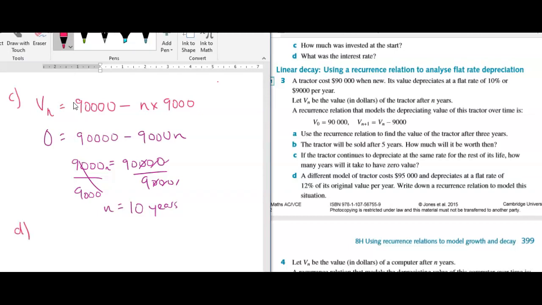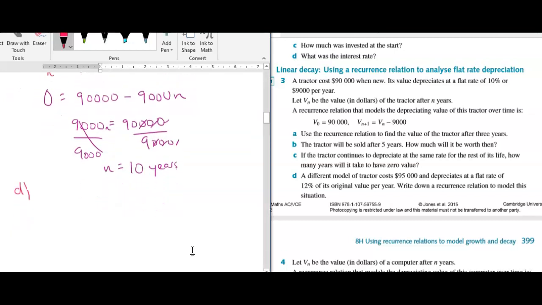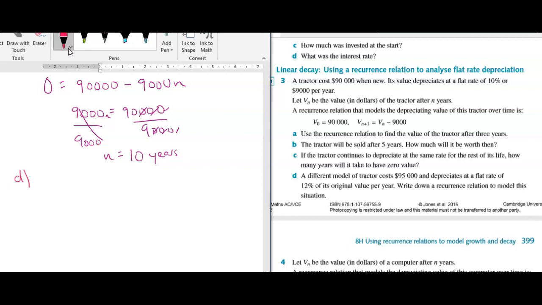A different model of tractor costs $95,000 and depreciates at a flat rate of 12% of its original value per year. Write down its recurrence relation to model this. Okay, so we're starting with 95,000, so that's going to be V0. 12% of its original value. So D is equal to 12% of 95,000. To convert a percentage into a decimal, 12 divided by 100. If you see the word "of", that just means to multiply.